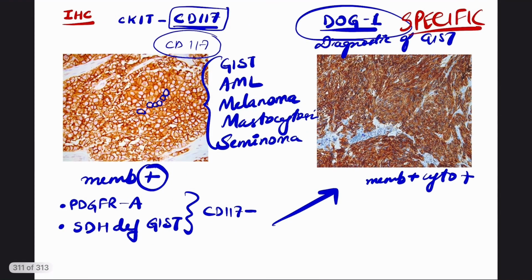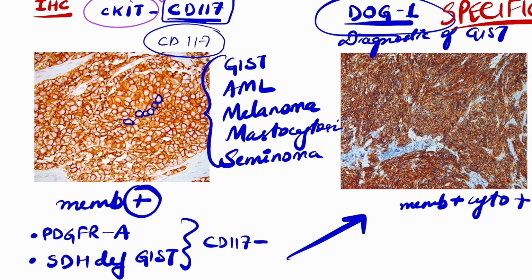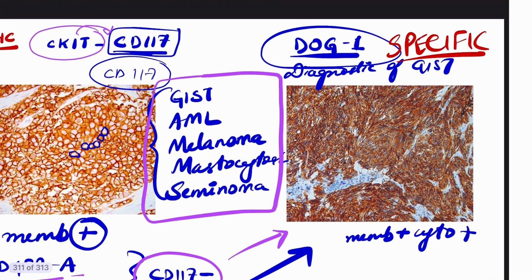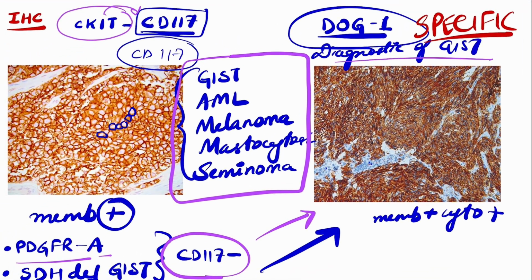As for IHC markers, most of the mutations are because of c-KIT. The c-KIT marker is CD117, which shows diffuse membrane positivity. It is highly sensitive but not specific, because it is positive in other conditions also. In PDGFRA mutation and SDH deficient GIST, CD117 is negative. In such situations DOG1, which is highly specific, comes to help. It is diagnostic of GIST and shows both membrane and cytoplasmic positivity.